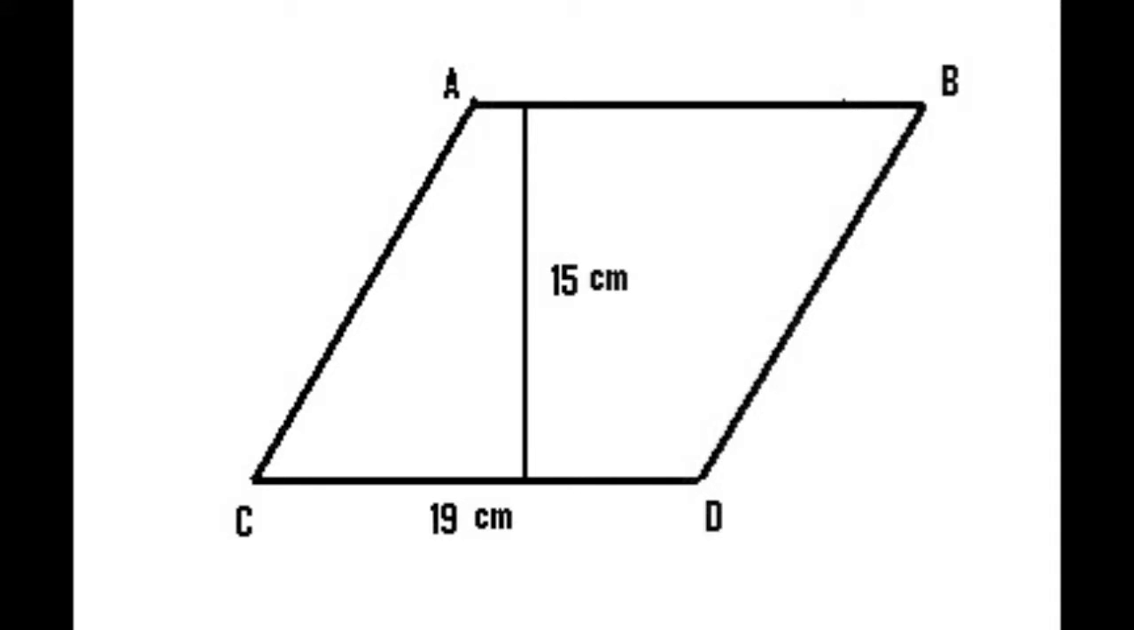So in this example, we have a height of 15 and a base of 19, so we will multiply them to get our area, which is 285 centimeters squared.